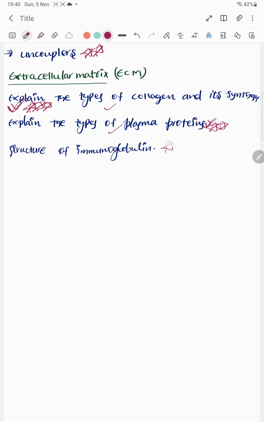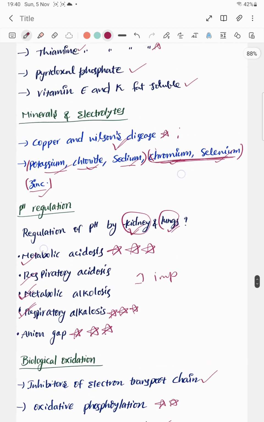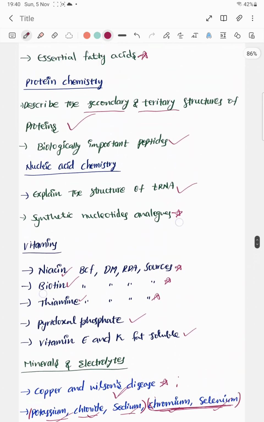And structure of immunoglobulin, as we all know, this is also very, very important, star marks here. Okay, these 3 don't spare from extracellular matrix, or you can say miscellaneous topics. So all these are very, very important short questions. You can pause the video and just note down all these questions.